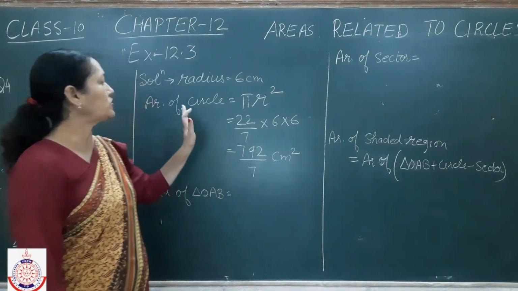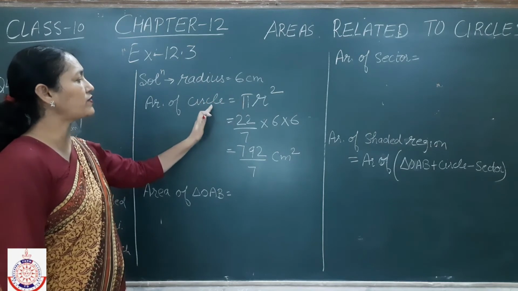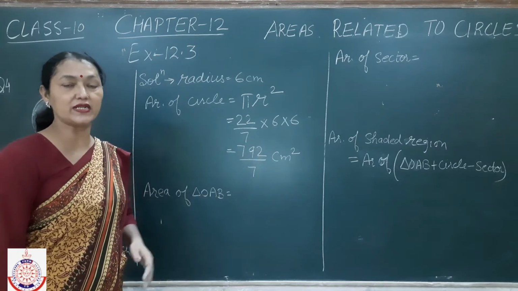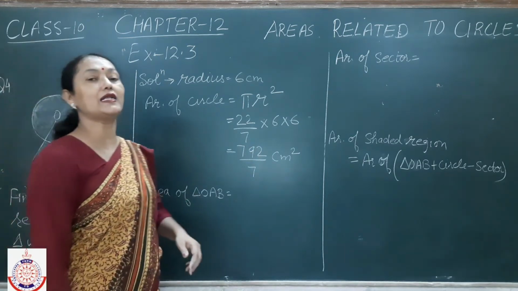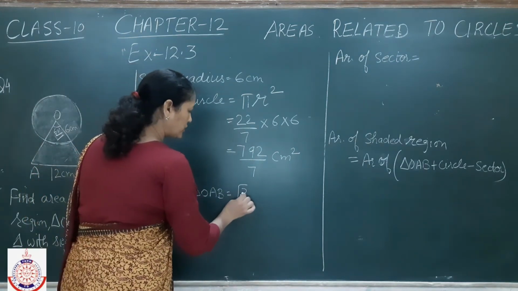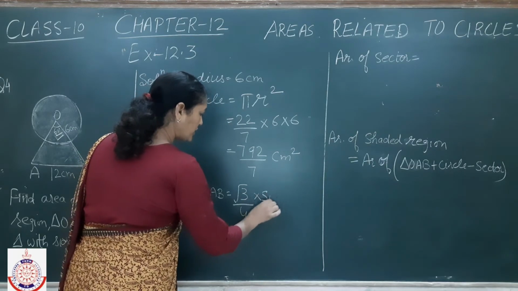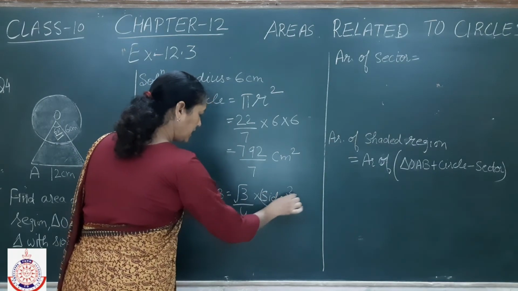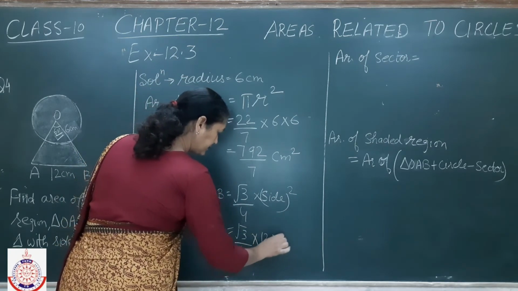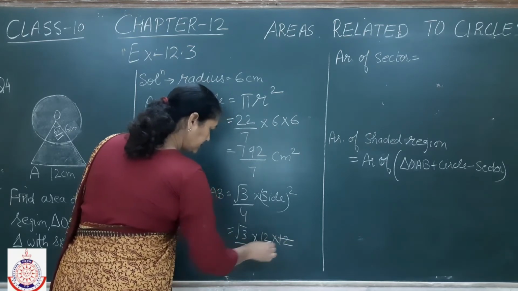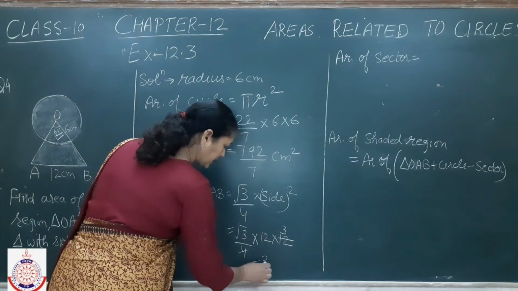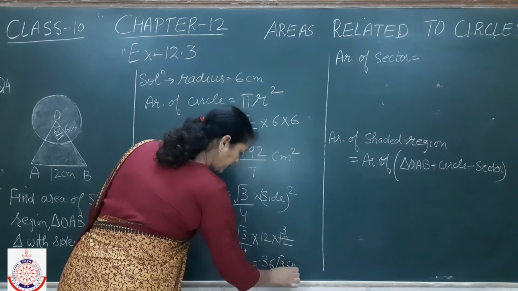So the area of the circle, radius is 6 centimeters, will be pi r square. After calculation I have got 792 upon 7 centimeters square. Triangle. The triangle is an equilateral triangle, it's given in the question. So the area of the triangle will be √3 upon 4 into side square. Side is 12. So we have obtained 36√3 centimeters square.